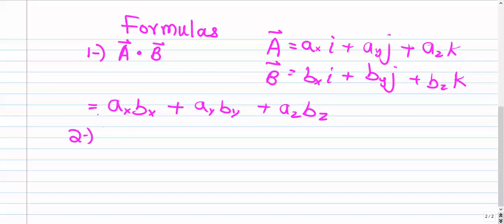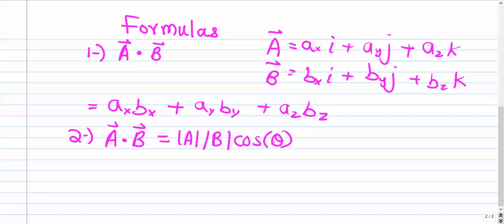The second formula is as follows. The dot product of two vectors is equal to the product of the magnitude of the two vectors, the magnitude of vector A times the magnitude of vector B, multiplied by the cos of the angle between the two vectors. So theta is the angle between the two vectors. This formula is pretty straightforward, and we will be using this in quite a few problems for this chapter.